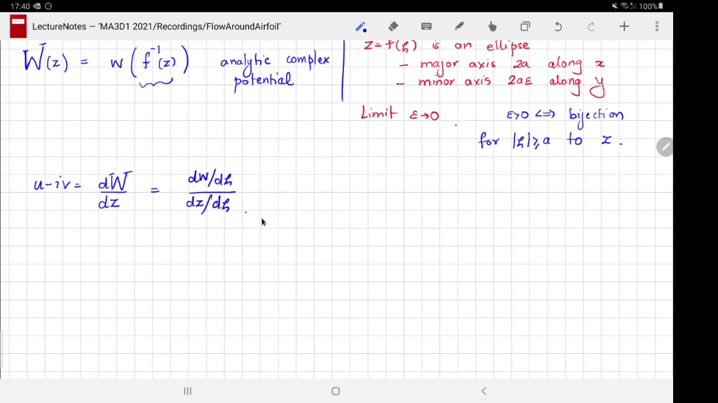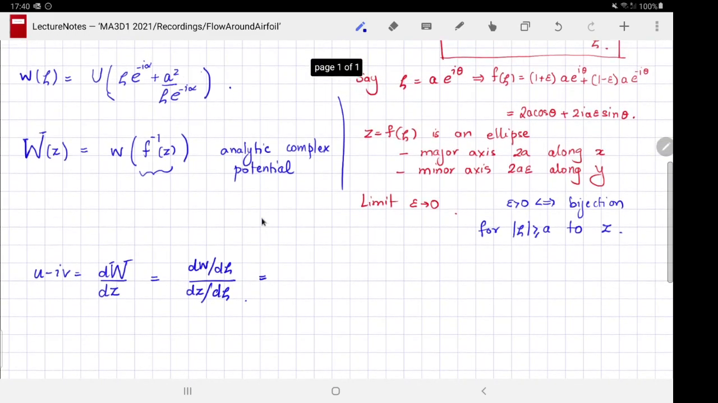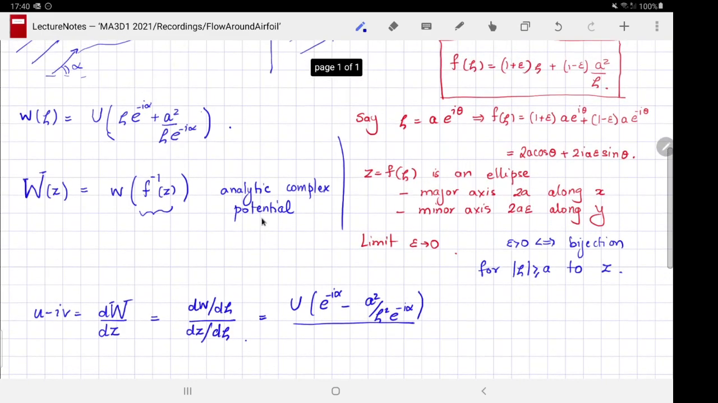You see, I can now use the fact that I have z as a function of zeta, not necessarily the inverse, to write this expression. And this expression is really easy to construct now, because w as a function of zeta has a simple form, u e to the minus i alpha minus a squared over zeta squared e to the i alpha, divided by dz/d zeta.